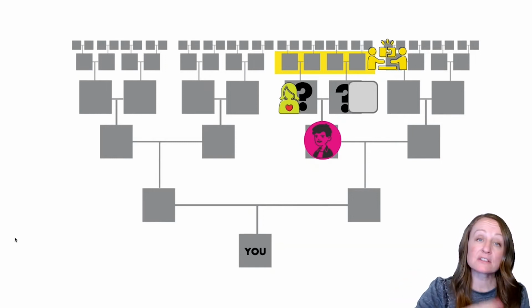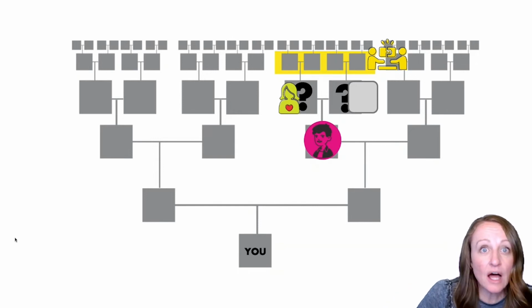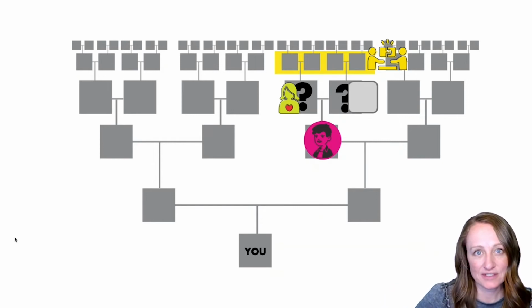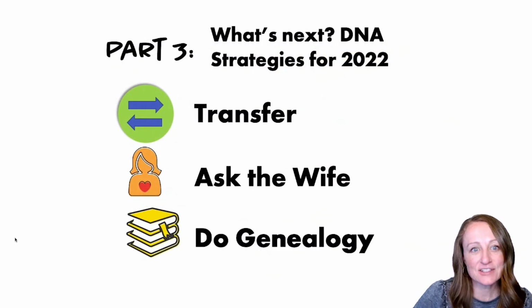Okay, now of course we'd still want to do genealogy to verify all of these things. There's a lot of work to do still, but it gives you this amazing hypothesis that you can then test out using genetics and genealogy. All right, so what's next for DNA strategies for 2022?